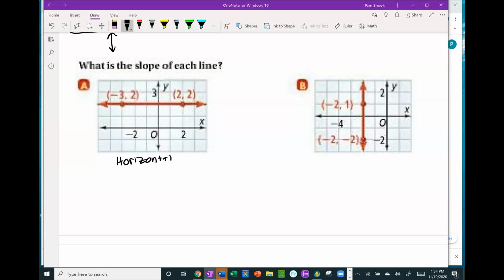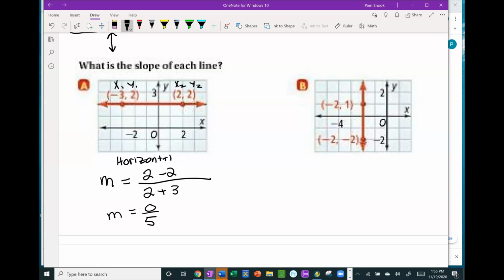And if I use the formula for calculating the slope of this horizontal line, I'm going to call this one x1, y1, this one x2, and y2. Something interesting happens. So I want you to see what happens. I'm going to do y2 minus y1, which is 2 minus 2, over x2 minus x1, which is 2 minus a negative 3, or 2 plus 3.